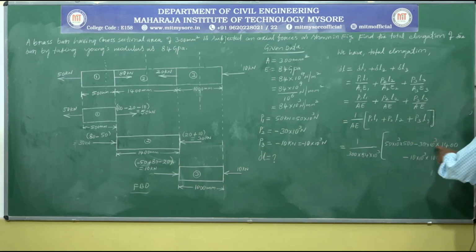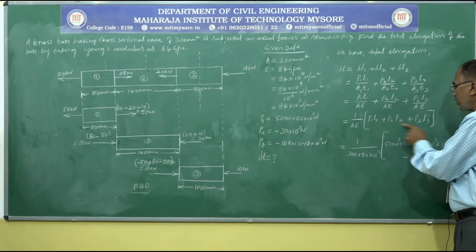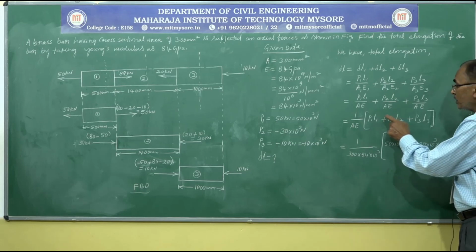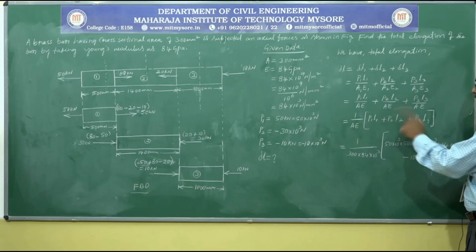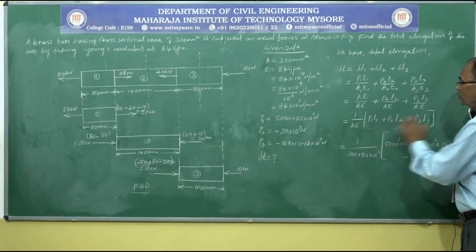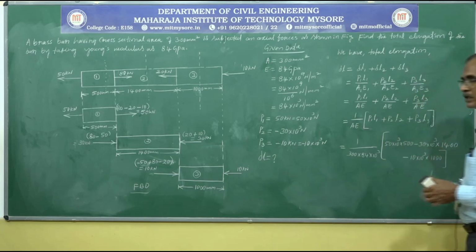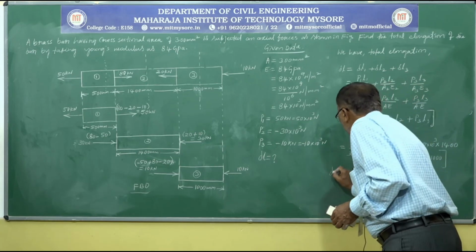While substituting values, we should be very careful. If you consider negative here itself and again substitute a negative value, negative becomes positive. That won't give a correct answer. We should be very careful while considering the sign conventions. Solving this, we will get delta L.